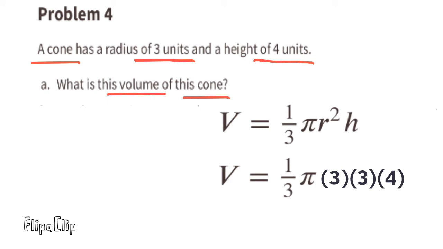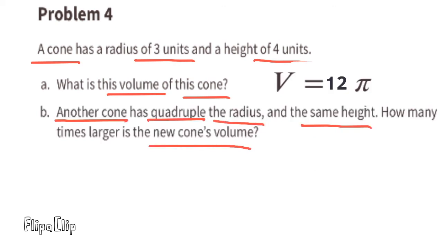Since order doesn't matter in multiplication, we can look at this as 1/3 times 3 times 3 times 4 times pi, or 12 times pi. So the volume of this cone is 12 pi. B. Another cone has quadruple the radius and the same height. How many times larger is the new cone's volume?